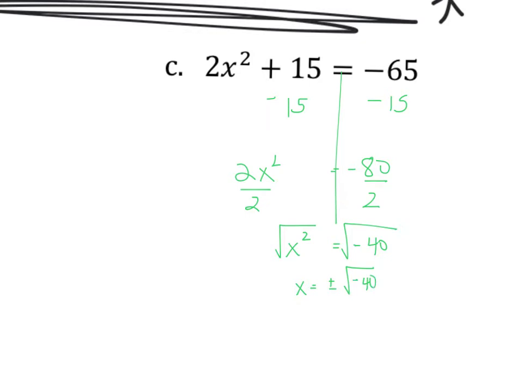Once again, I have to check to see, can I simplify that? Well, 4 goes into 40. Since it's negative, I'm going to do negative 4 times 10. Square root of negative 4 is 2i, and that 10 gets stuck in. We still have the plus or minus, so x equals plus or minus 2i root 10. Now, up on the graph, since it's an imaginary number, that tells you that it will not cross the x-axis at all.